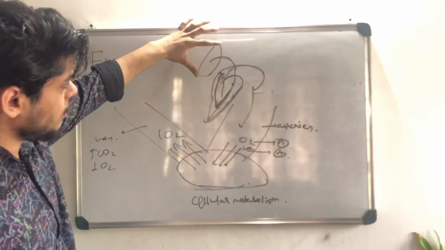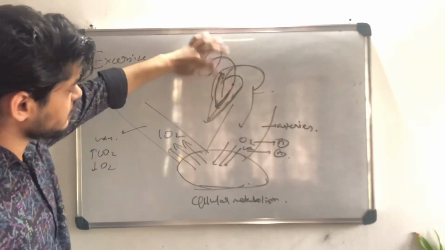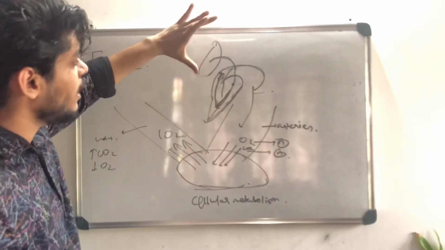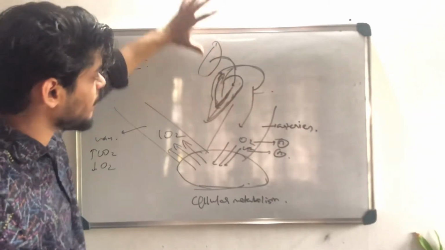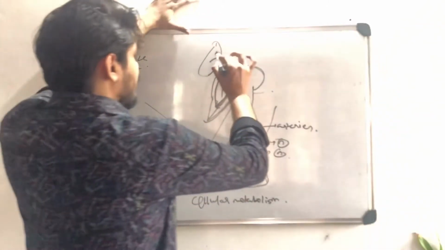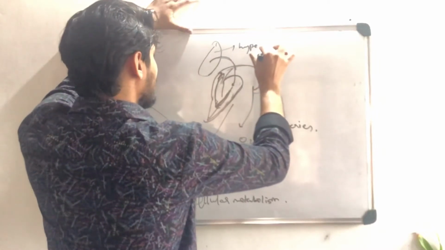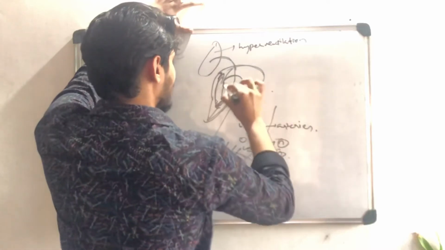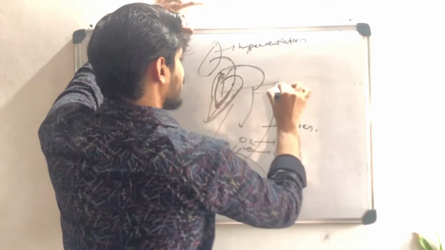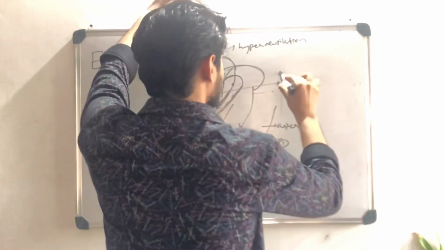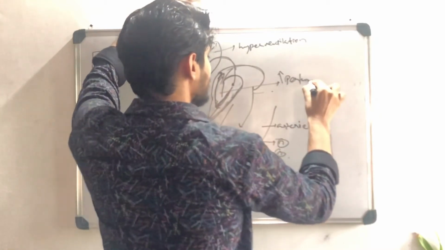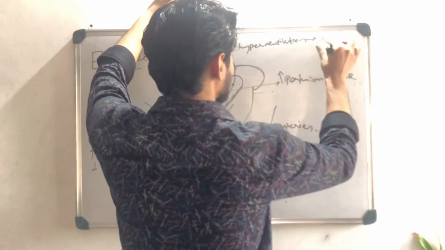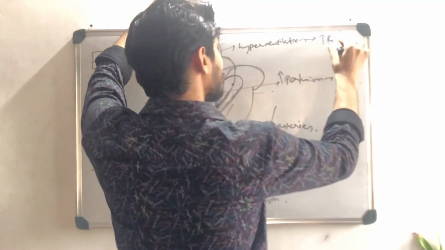So, in the arterial system, we'll have lungs which are hyperventilating and a heart which is pumping more blood. Here hyperventilation is happening, and here more heart rate is happening. That is, perfusion is increased. Increased perfusion because of high heart rate, and here because of high respiratory rate.